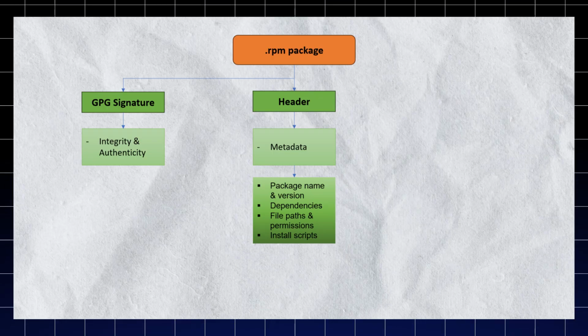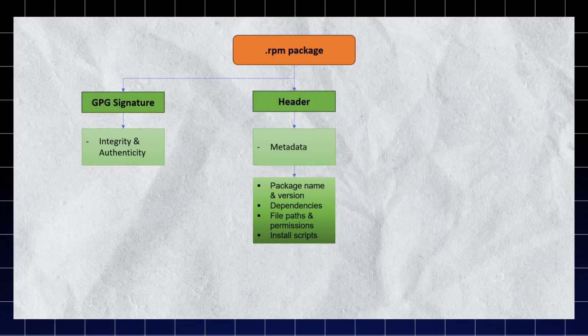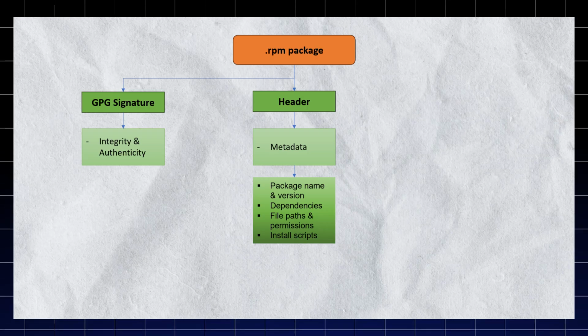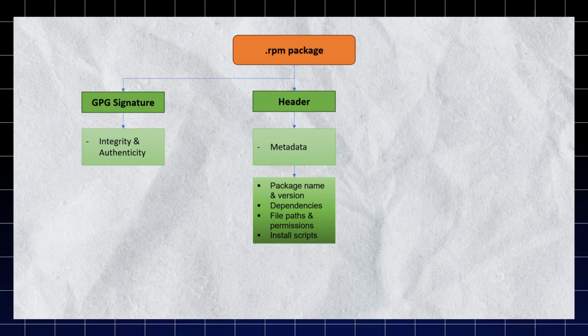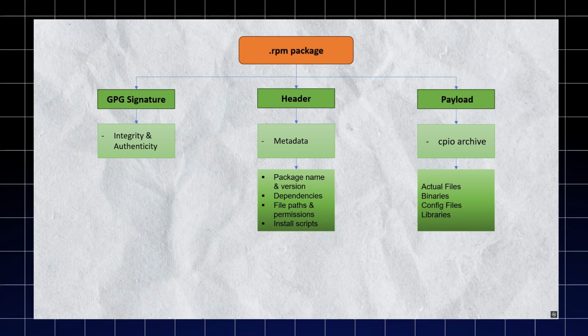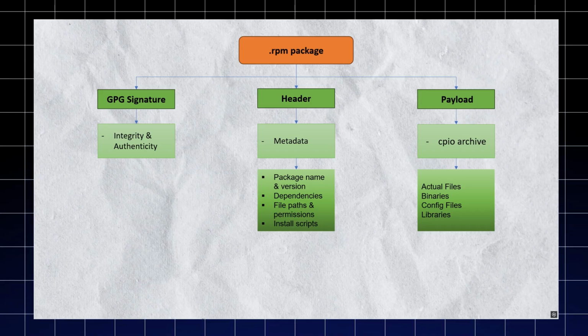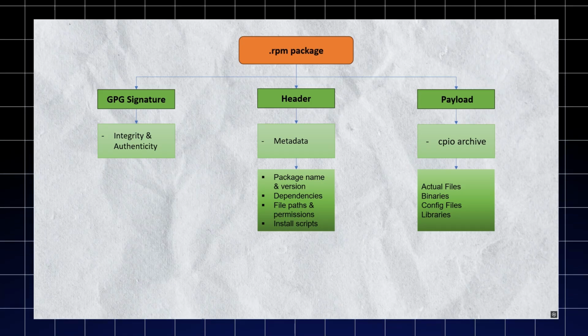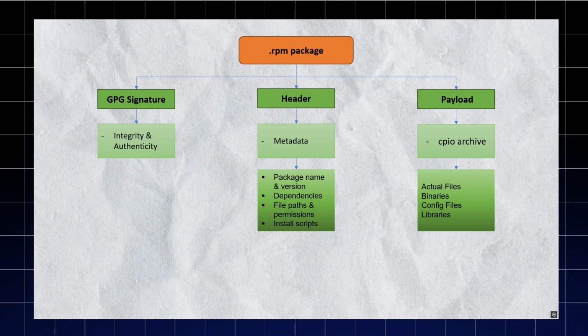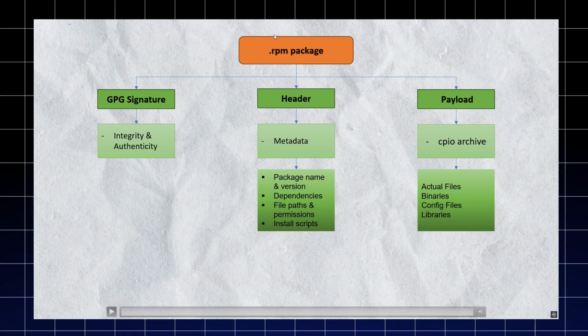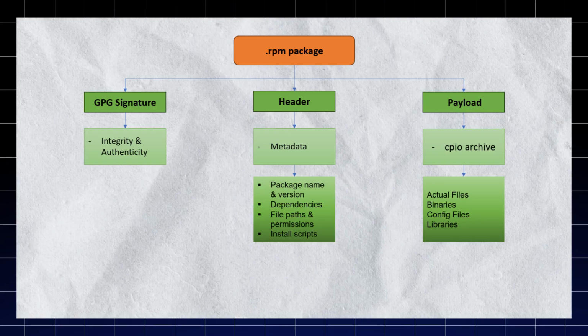It tells the RPM system what needs to happen, in what order, and where files should go, but it does not carry the file data itself. Finally, we have the payload. This is a compressed CPIO archive, and this is where the real content lives. The payload contains the actual binaries, configuration files, libraries, and other resources that get installed onto the system.